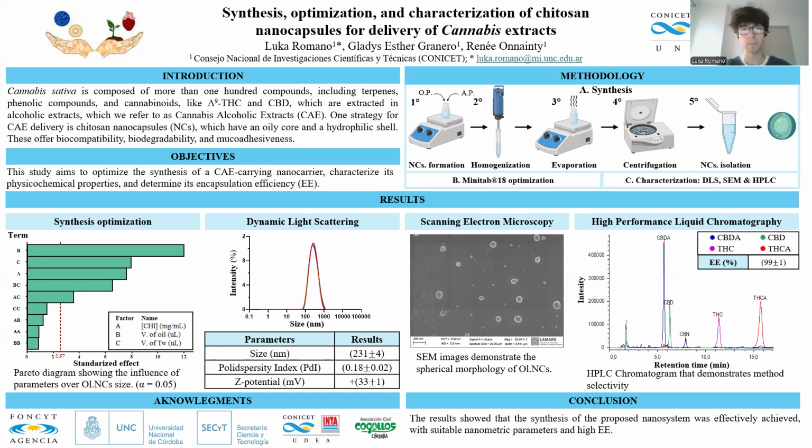I'm here to present the e-poster titled Synthesis, Optimization, and Characterization of Chitosan Nanocapsules for Delivery of Cannabis Extracts. As an introduction, we know that Cannabis sativa is composed of more than 100 compounds, such as terpenes and cannabinoids, like delta-9 THC and CBD, which are extracted in cannabis alcoholic extracts, CAE.